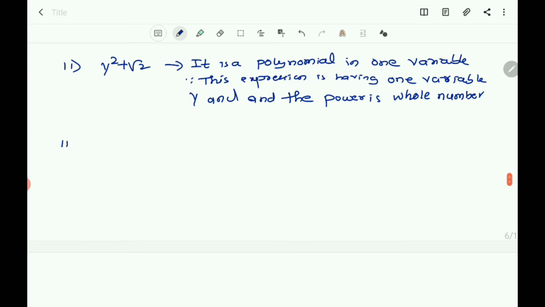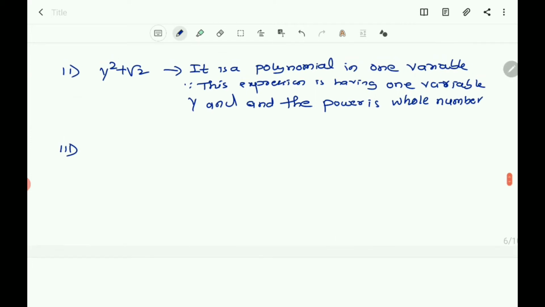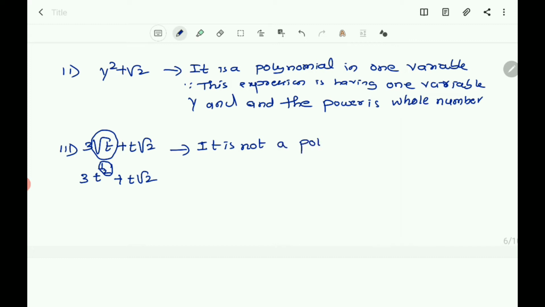Next you take the third one, 3 root t plus t root 2. See, the variable is t here. You can write 3 root t as 3t to the power of 1 by 2, root t means t to the power of 1 by 2, plus t root 2. So you know that 1 by 2 is a fraction, that is not a whole number. So what you can conclude here, it is not a polynomial.